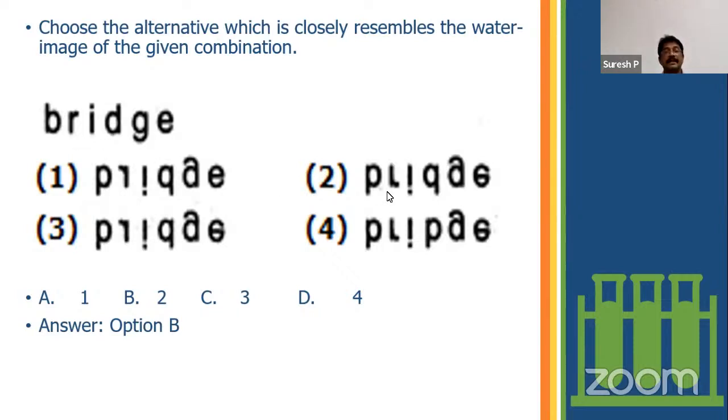B will be P, correct? D will be Q, correct? And G will be A, like seems to be. I will be inverted. R seems to be like L, of course, and E is the same. So option 2 is the correct one. So like you can identify it. Okay, now we'll see the next one.